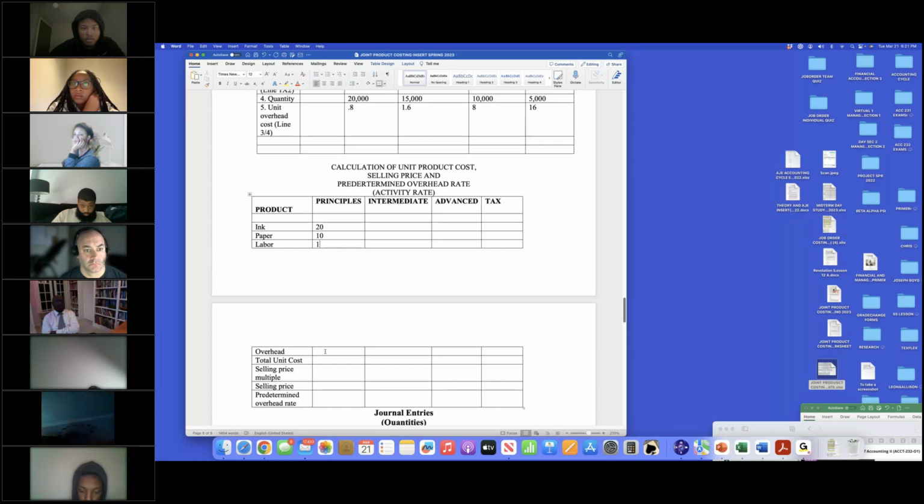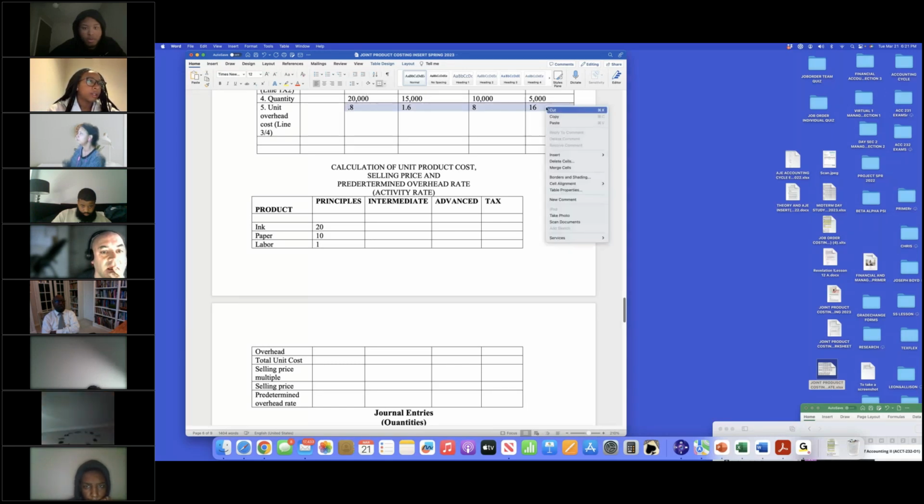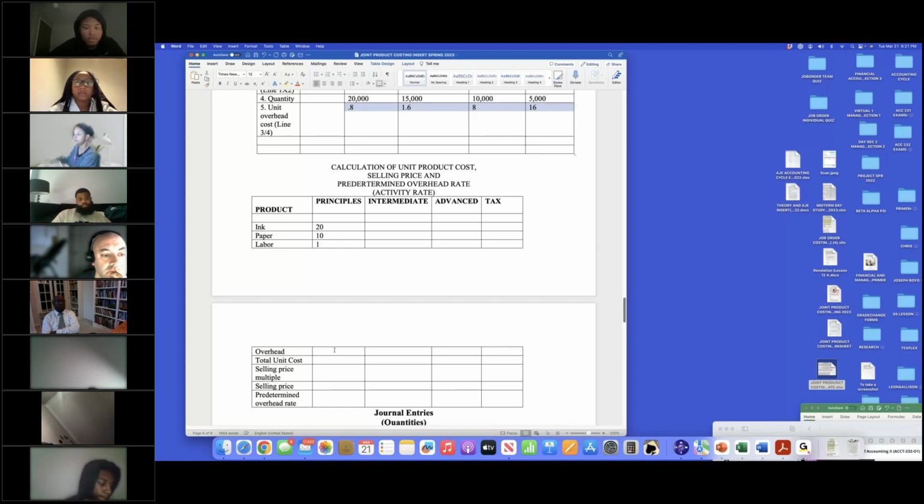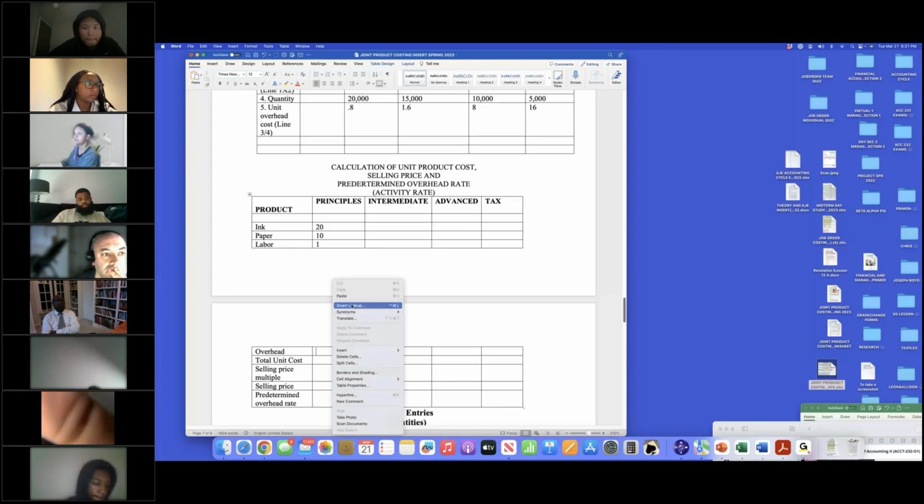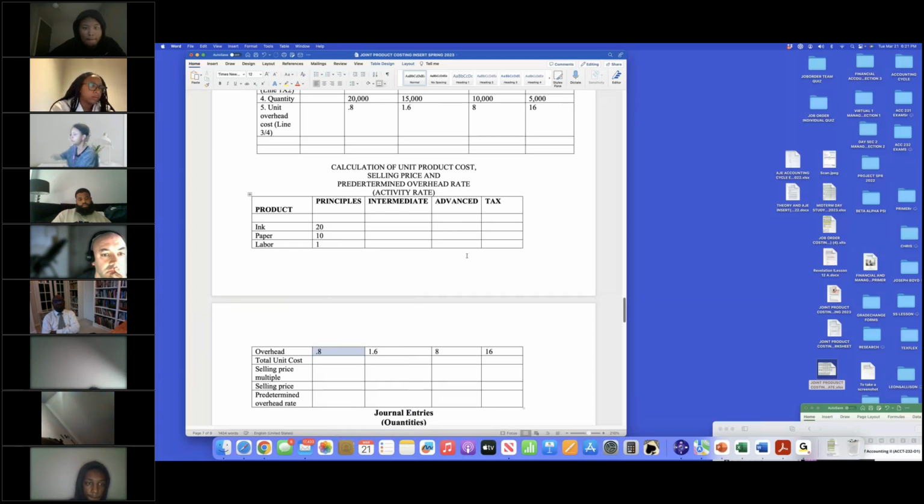Y'all making it hard. We calculated the unit overhead cost right here. I'm going to copy those for you and put those here. That's what we did in this step. We got the unit overhead cost. So can y'all finish them now?